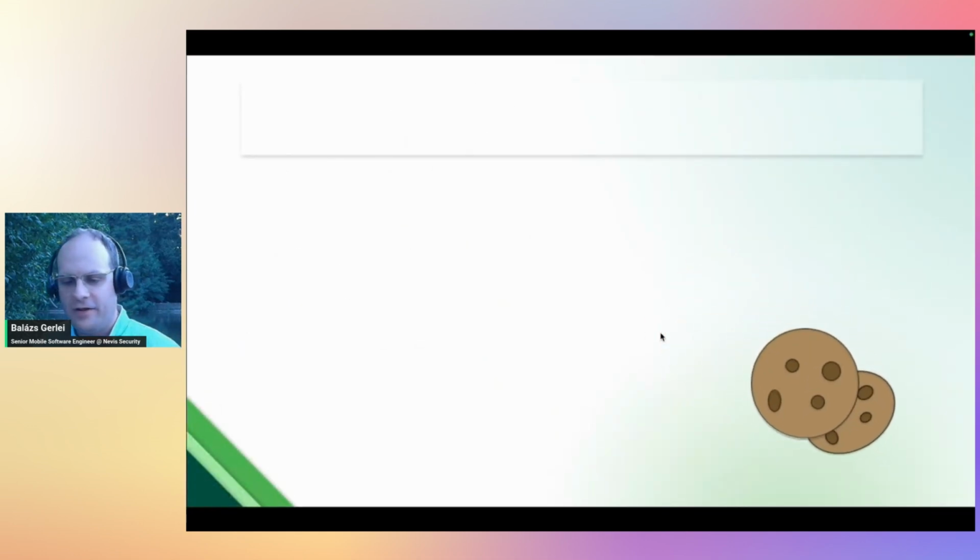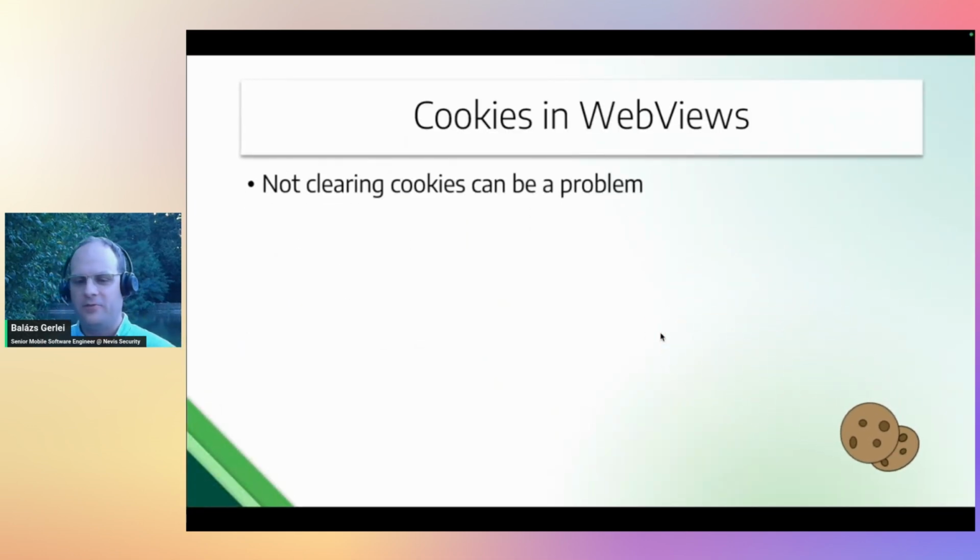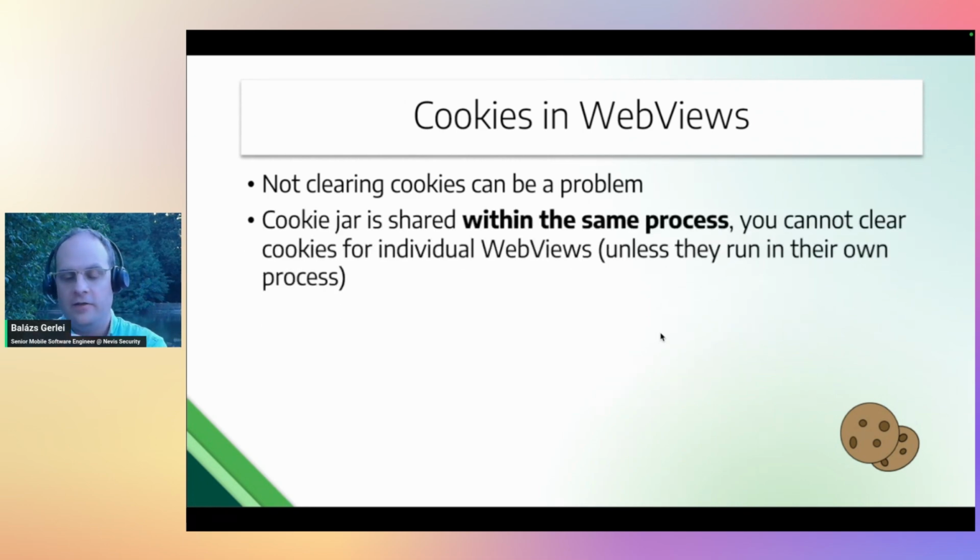Now, let's talk a little bit briefly about cookies. Everyone loves cookies, right? So not clearing cookies, for example, that's the first thing that comes to mind. I'm not sure that you knew that the cookie jar, where the cookies are stored on the device, is shared within the same process. So if your application runs in a single process, all of the WebViews, not just one, share the cookie jar, meaning that if you are logged in on one of the WebViews, then you are logged in on the other WebViews. And then malicious code can, for example, steal that cookie.